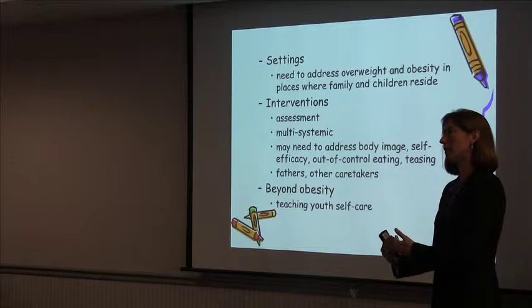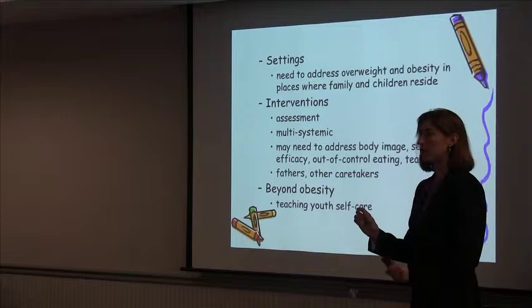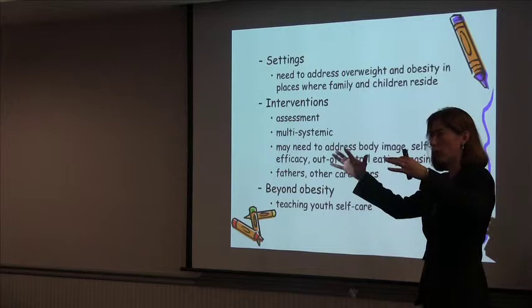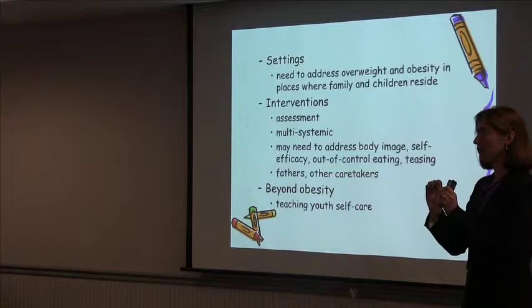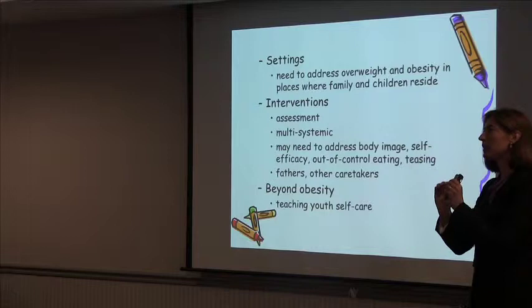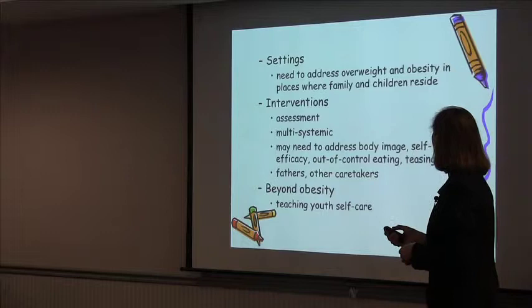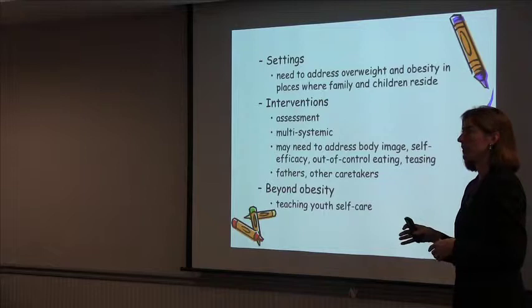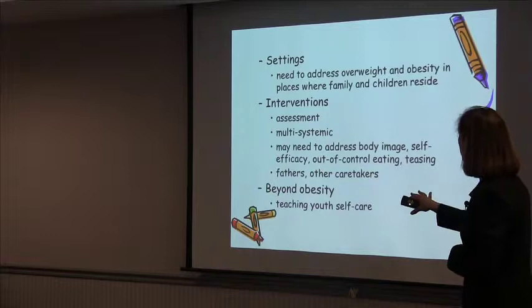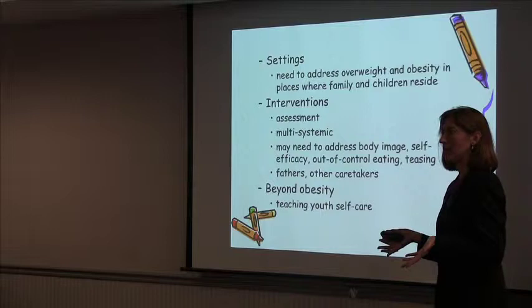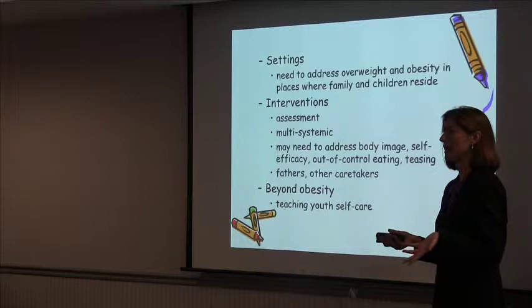Interventions themselves must be multi-systemic. Just focusing on the child or just focusing on one location is unlikely in this broader context to have a significant effect. Although some messages, when you're in one piece of that pie or one piece of the circle, sometimes just clear, consistent messages delivered across all those concentric circles can be important. Interventions may need to address issues of body image, self-efficacy, out-of-control eating, teasing, and also our interventions need to include fathers and other caretakers who have been conspicuously absent. And then looking beyond obesity in terms of the health of kids, teaching them self-care, teaching them how to cook, how to eat, the importance of physical activity, managing stress, and things that contribute to this.